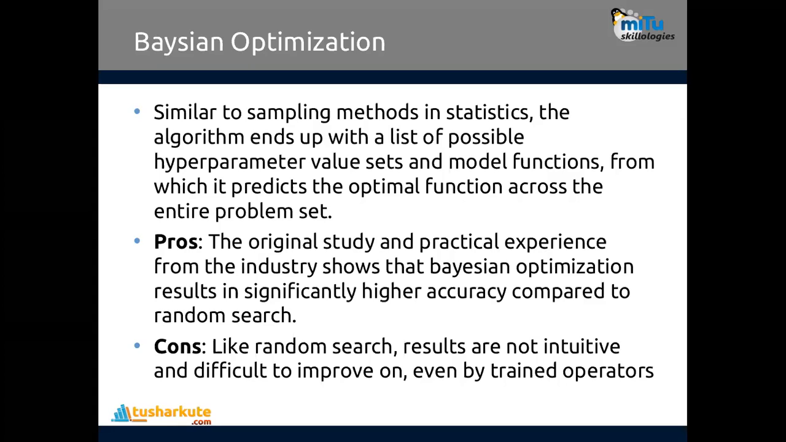So this is the sequence that we have. Manual can have any accuracy, from lower to higher also. Then we have some good accuracy in grid search, more than that in random search, more than that in hyperparameter optimization, and finally Bayesian optimization works very well. As for disadvantages, random search results are not intuitive and are difficult to improve on, even for trained operators.